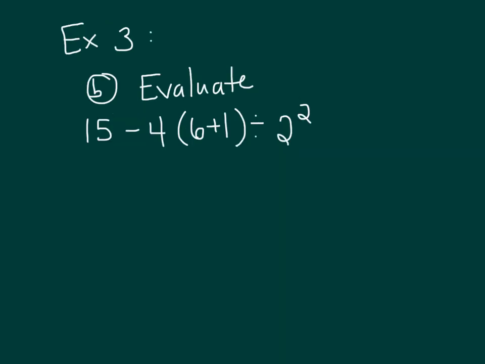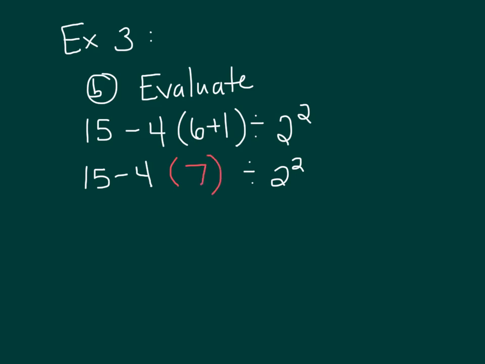Example 3b says evaluate again, but this time it says 15 minus 4 times (6 plus 1) divided by 2 to the second power, or 2 squared. And there's a lot going on in this one, but again, if you've been following along, you should just do it one step at a time. And the first thing we're going to tackle here is parentheses. So the 15 is going to stay the same, and the minus 4 is going to stay the same, and then the divided by 2 to the second power is going to stay the same, and the only thing you're going to focus on is doing the parentheses, which is 6 plus 1, and that equals 7.